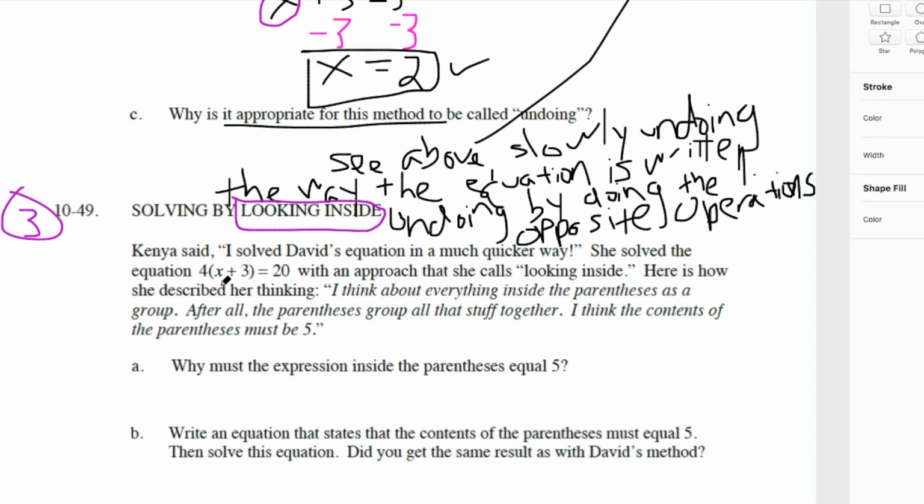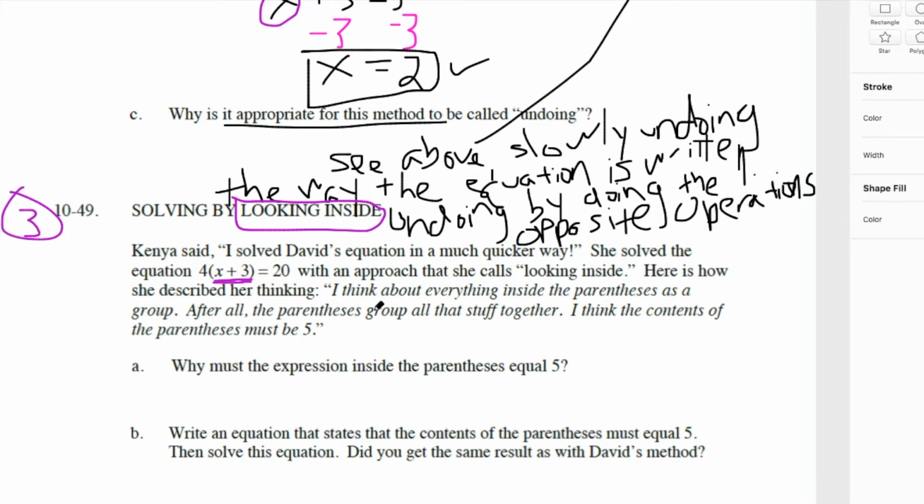But let's talk about it right now, and Kenya's talking about this now. Kenya said, I solved David's equation in a much quicker way. She solved the equation 4 times the quantity x plus 3 equals 20 with an approach she calls looking inside. Here's how she described her thinking. I think about everything inside parentheses as a group. Okay, so I'm going to underline that. We're looking inside parentheses as a group, right?